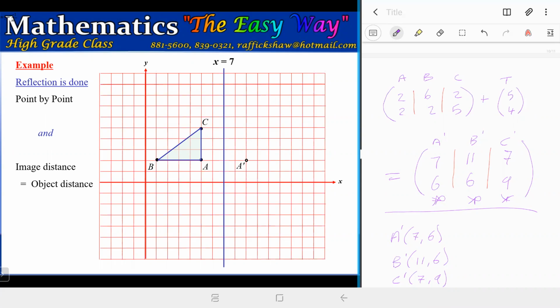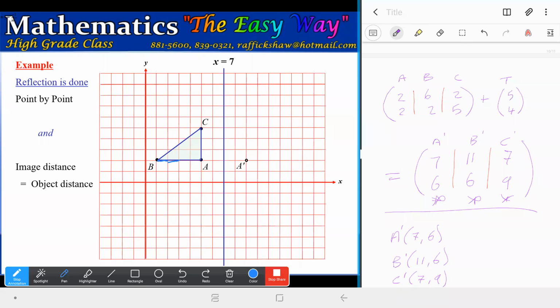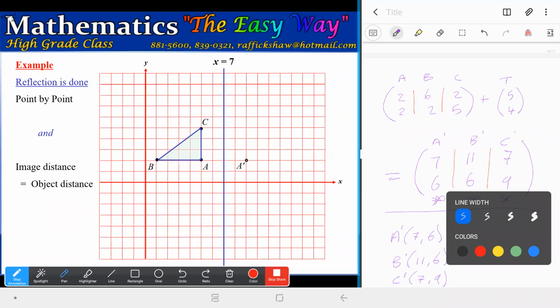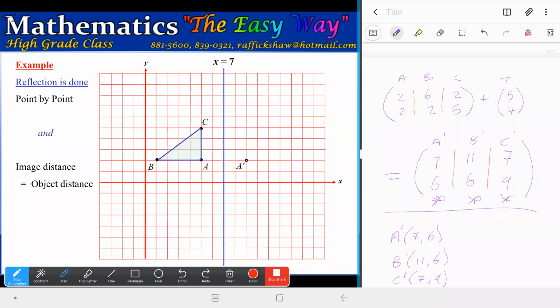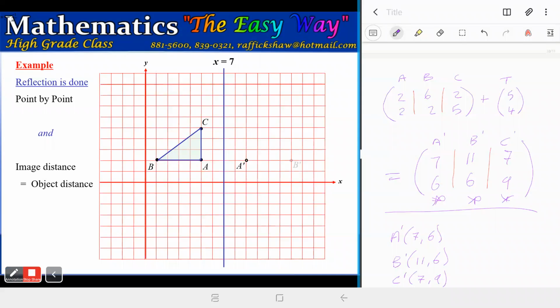Good. Then B, let's count off B. If you look at it, it is 1, 2, 3, 4, 5, 6 to the mirror line. So it's going to go 6 on that side. Let me use the red and make it clearer. So B is 1, 2, 3, 4, 5, 6 units to the mirror line. So it's going to go 6 on the other side. 1, 2, 3, 4, 5, 6. So B is coming right there. Let's look at it. That's it. Then C is 2 from the mirror line. So it's going to go 2 on the other side.